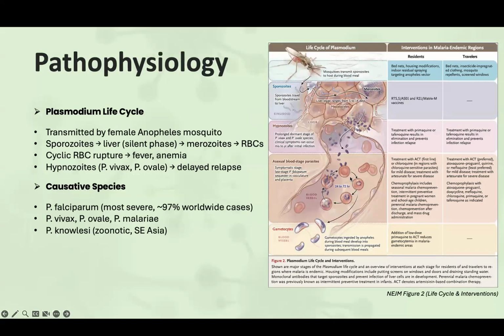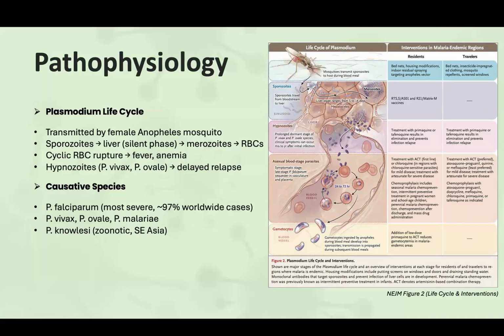Next, we have the pathophysiology. So I have this beautiful figure here, which demonstrates the life cycle of Plasmodium and where we intervene. So infection begins when an Anopheles mosquito injects sporozoites into the bloodstream during a blood meal. These sporozoites quickly travel to the liver where they infect hepatocytes. And this phase is clinically silent and lasts about 1 to 2 weeks.